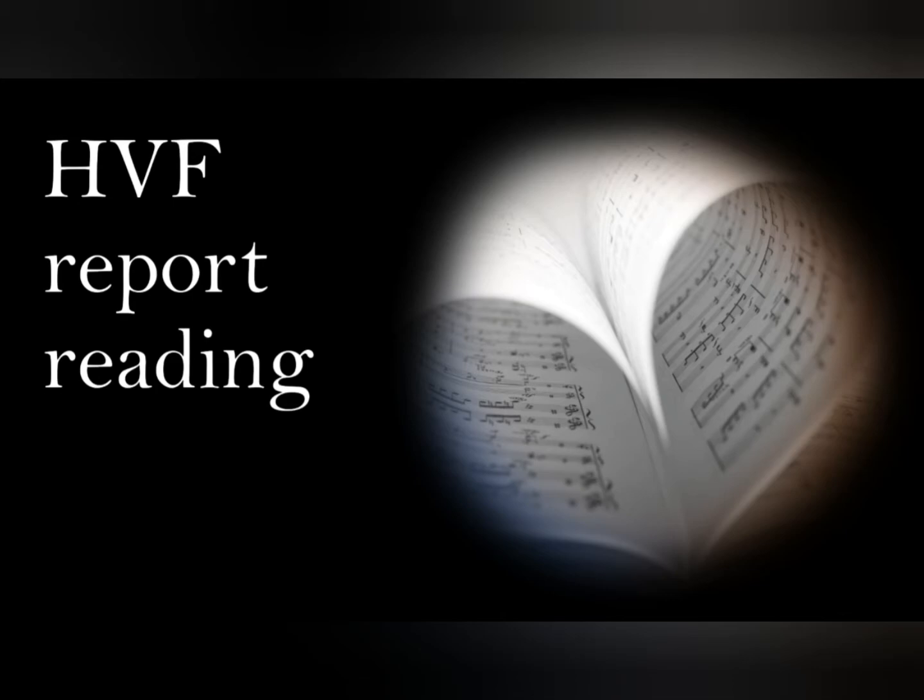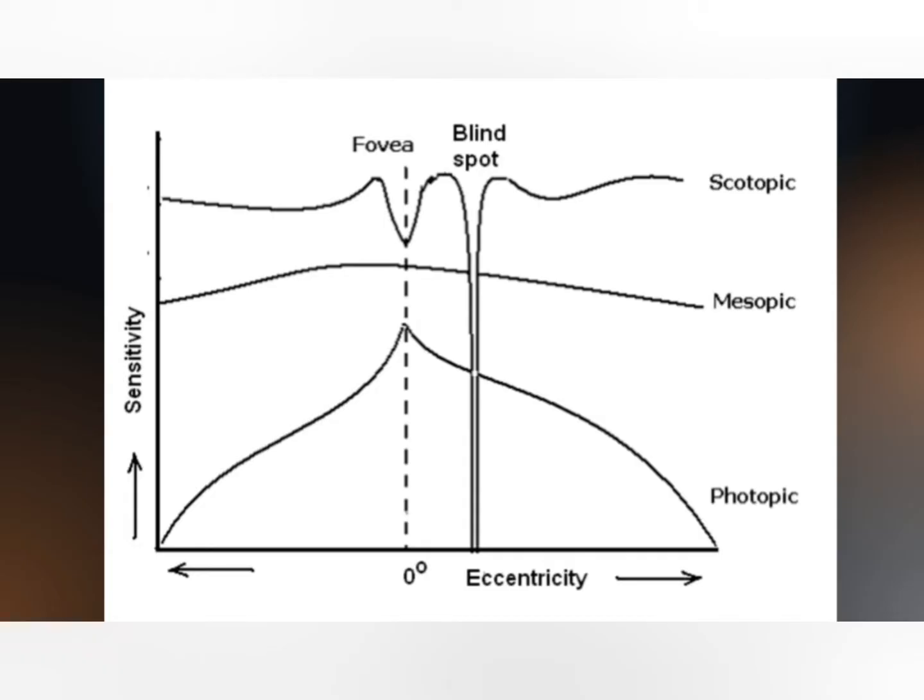So this is the hill of vision. Hill of vision means that the sensitivity of the retina is not equal throughout the retina. It is highest at the fovea, and as we go from the fovea to the periphery, the sensitivity of the retina gradually decreases. Here the peak indicates the fovea, and as we go to the periphery there is more reduction of retinal sensitivity. This is the concept HVF is based on: the hill of vision.